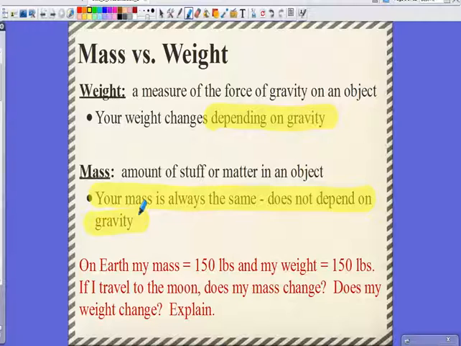Okay, for example, I wrote on Earth my mass equals 150 pounds. At the bottom right here. If I travel to the moon, does my mass change? Does my weight change? Okay, and the answer is my mass stays the same, right? But my weight definitely changes because the moon has 1/3 the gravity of Earth. So it would actually end up only weighing 50 pounds on the moon. Now, that doesn't mean that all of a sudden I shrink to become this little tiny 50-pound person. All right, I still look like me. You'd still look like you. If you're 6 foot tall, that person would still look like they're 6 foot tall. It just means that gravity's pulling on them a little bit less. So that means they weigh a little bit different. So that's the difference between mass and weight.